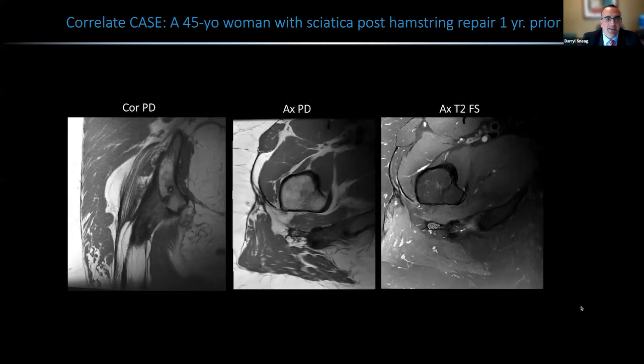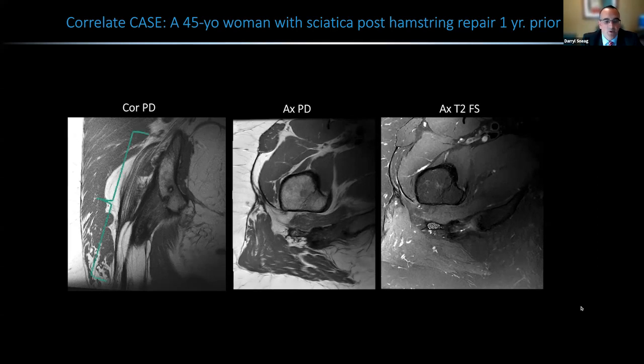So this is a correlate case. This is a 45-year-old woman with sciatica post hamstring repair 1 year ago. I'm showing you a longitudinal or coronal image on the left, proton density, axial proton density in the middle, and a T2 fluid sensitive fat suppressed sequence on the right. And unfortunately, this is a case I see almost every single week, if not a few cases every week.